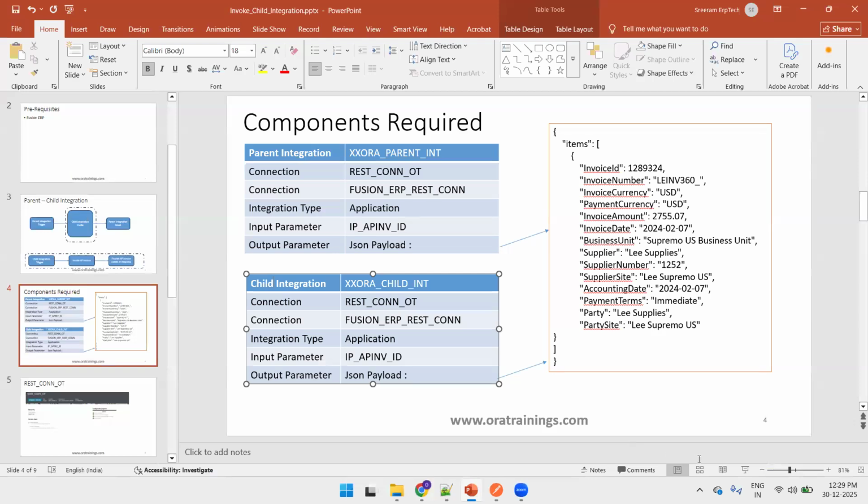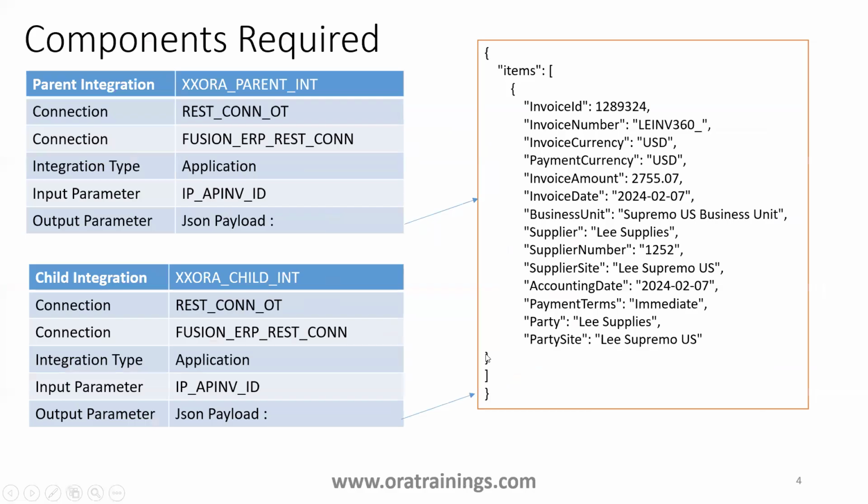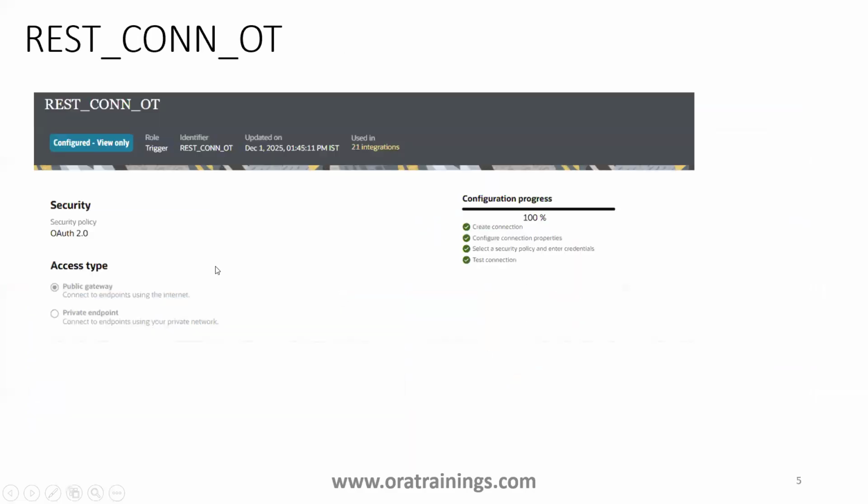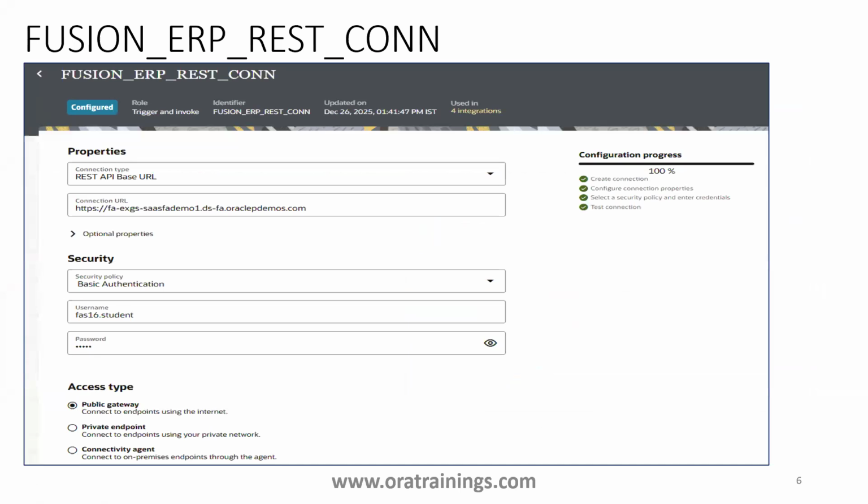Coming to the next one, as I said, we require two connections. One is the REST connection, which is a triggering activity for our integration. The other one is the Fusion ERP REST connection, using which we'll be invoking the REST API of the Fusion ERP service, the AP invoice service.